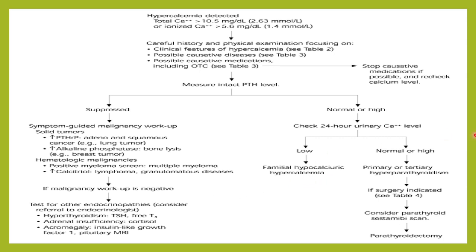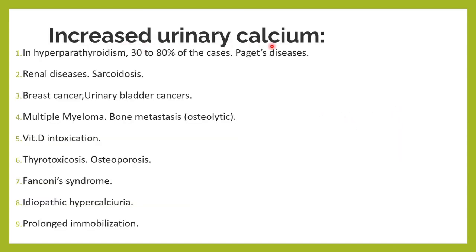Suppose when we do the 24-hour urinary calcium, it also comes high. So the patient is having high calcium in the blood and high calcium in the urine. That could be a case of hyperparathyroidism, primary or tertiary. So we need to do the scan, or we might even have to do surgical intervention and take out the parathyroid. So that is how we will go about it in case the PTH is high. Urinary calcium.